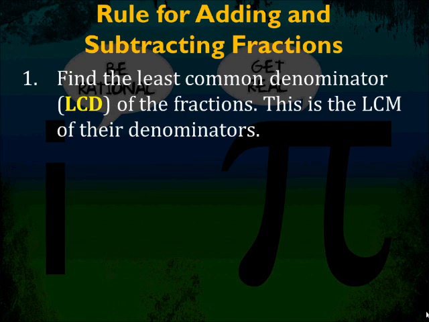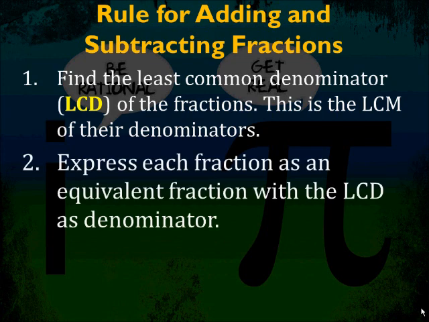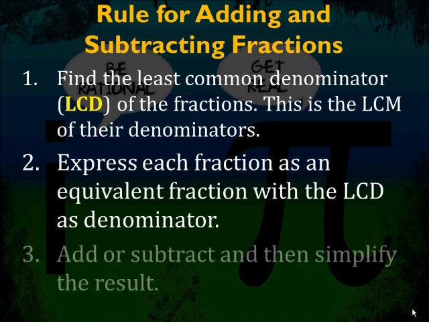So the first task is to find the least common denominator of the fractions. This is the same as the least common multiple of their denominators. Once you find it, you express each fraction as an equivalent fraction with the LCD as the denominator. If you're adding 1/2 and 1/3, the least common denominator is 6. So you convert 1/2 to 3/6 and 1/3 to 2/6 before you can add them up to get 5/6. Once the denominators are the same, you can add or subtract and simplify the result.